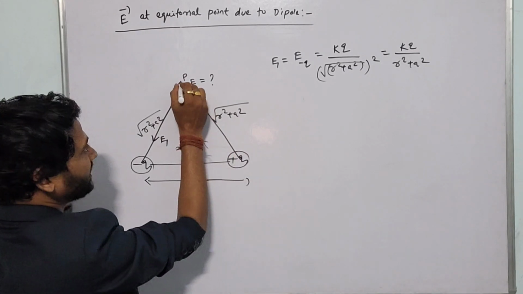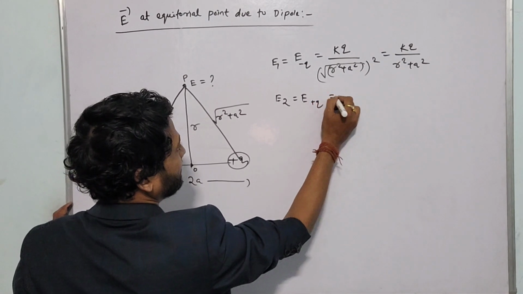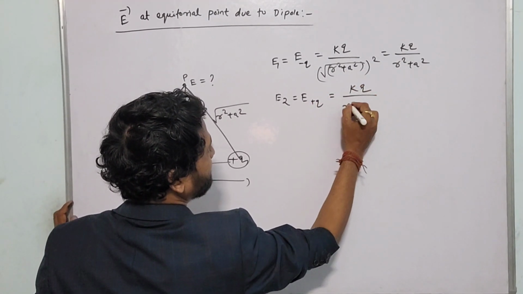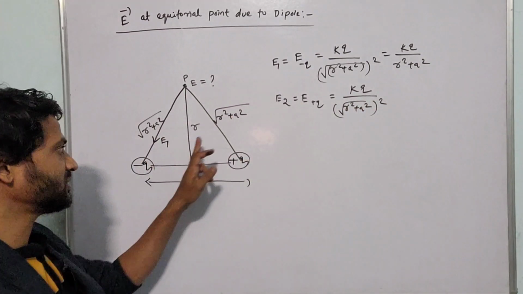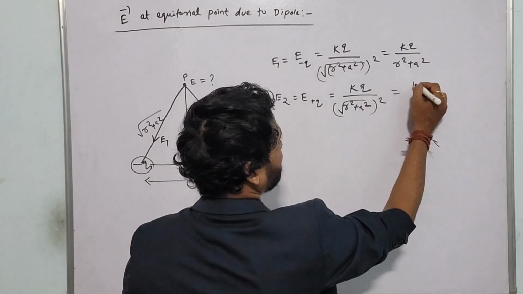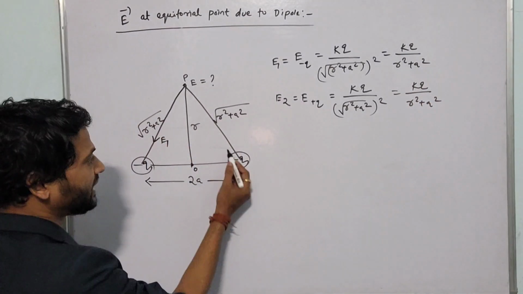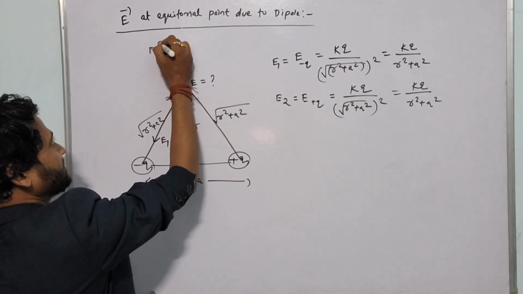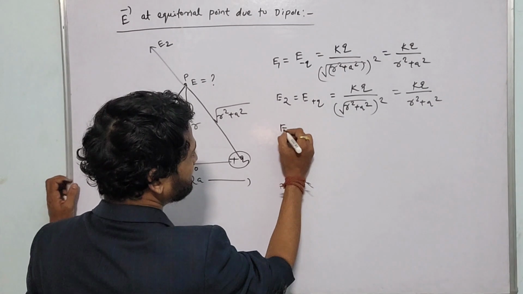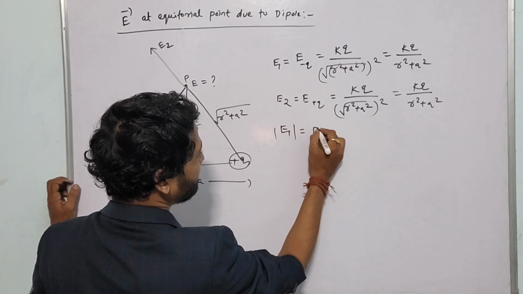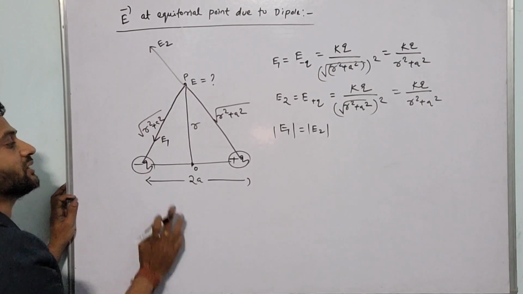Similarly, we will find out electric field at this point due to plus q. Let it be E2. It will be kq upon distance square. Here the distance is same, under root of r square plus s square. So it will be kq upon r square plus s square. And what is the direction? Away from the charge. So we can say the mod of E1 will be same as mod of E2. Magnitude will be same but direction will be different.